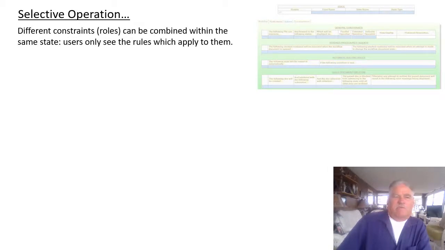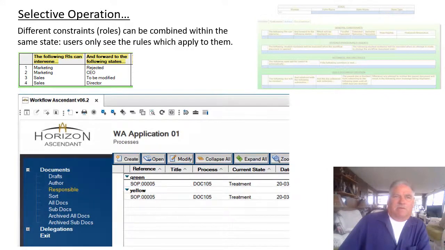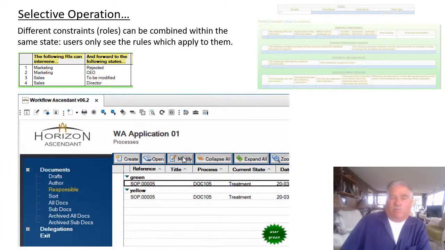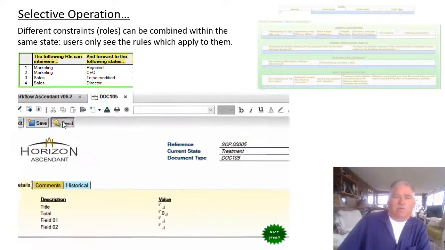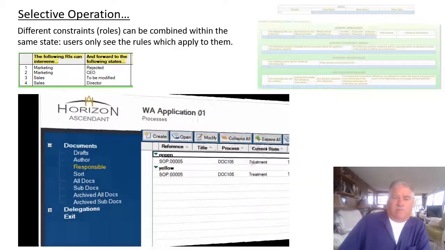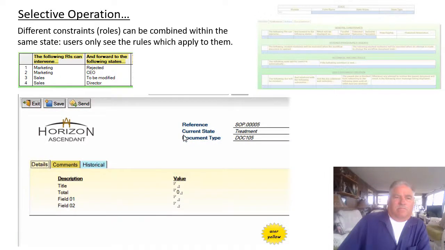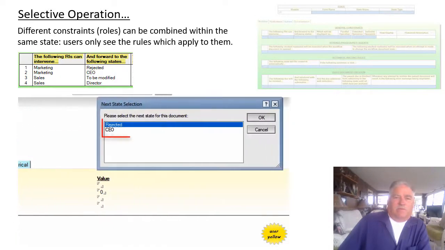Selective operations, here we're just simply underlining the importance of rules being related and dependent on constraints, or profiles, if you will, and not on the state itself. So here sales see one set of next states to advance to, while marketing will see a different set of states. Now this was already apparent in parallel operations, but just to emphasize.